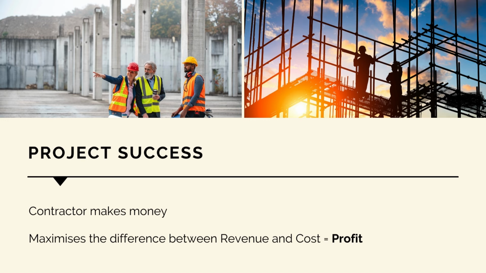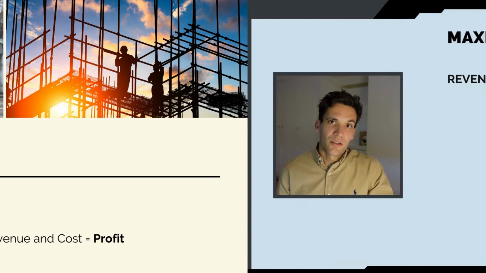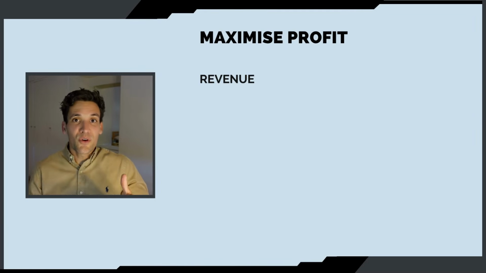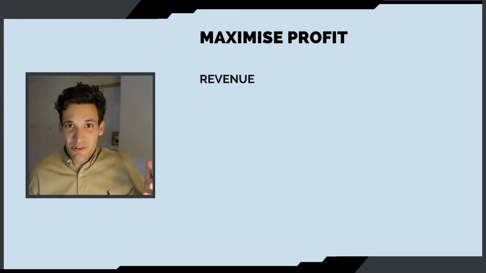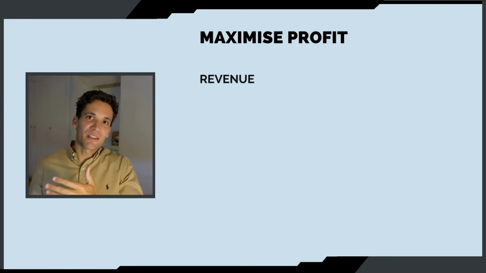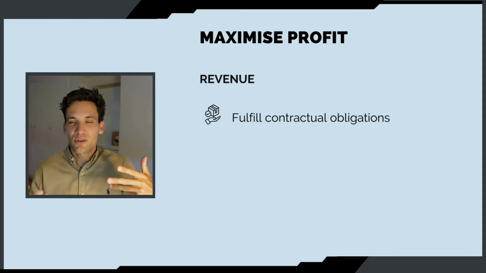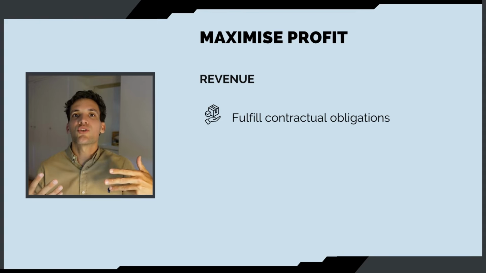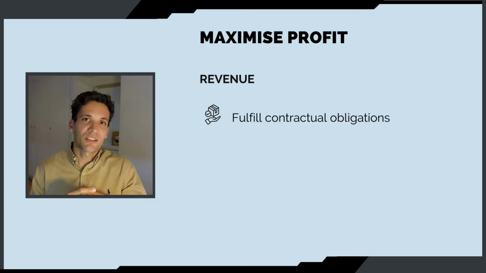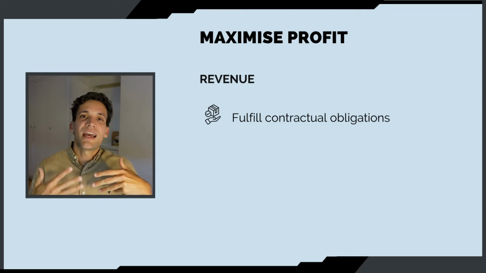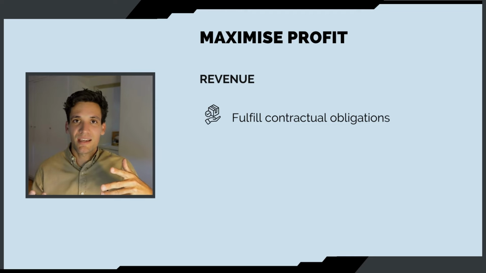How does a company make a profit? Well, their revenue exceeds their costs. Okay, starting off with looking at the revenue side of things, first thing we have to do to get any revenue at all is to get paid by the client. Why is a client paying us? Well, it's because we're fulfilling our contractual obligations. As a contractor, we've signed a contract with the client to say that we're going to finish a project, we're going to build a new bridge, we're going to deliver a piece of infrastructure, and at the end of the day, that's what they're paying us for.